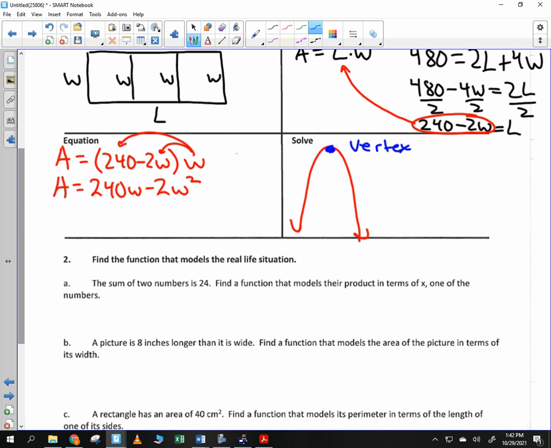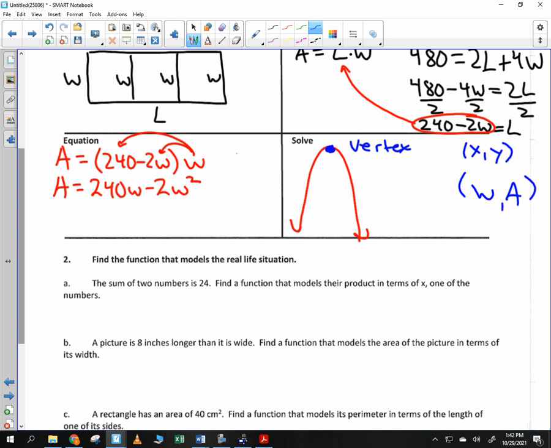Negative b over 2a. Yes, you could complete the square too. We're going to use negative b over 2a instead because it's in standard form. Okay, so instead of saying x and y, let's try something else. Instead of x, what variable do I have? W. Instead of y, what variable do I have? A. So the x value of the vertex will tell us the width. The y variable would tell us the maximum area.